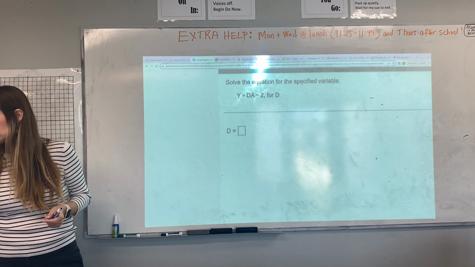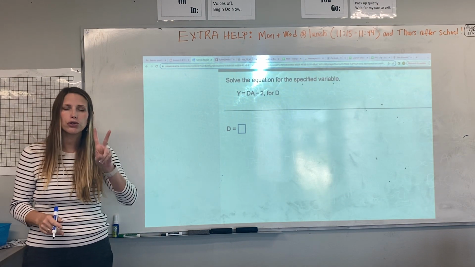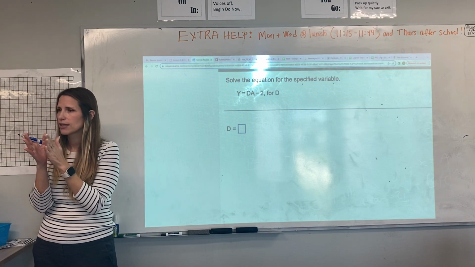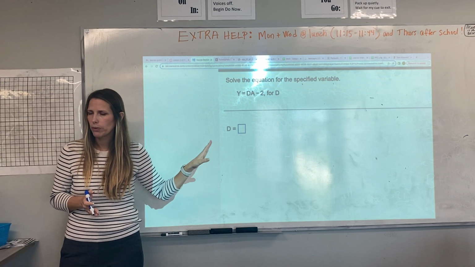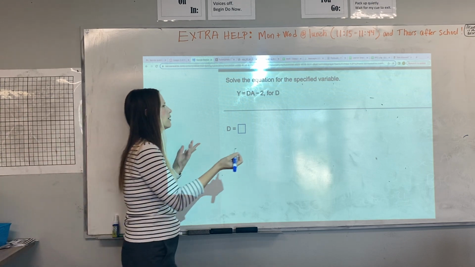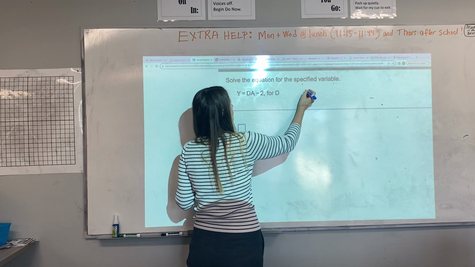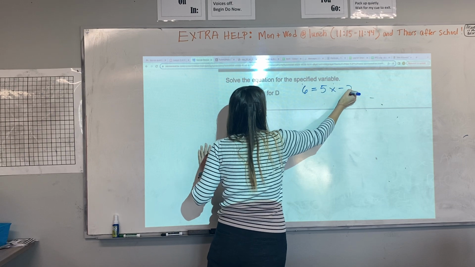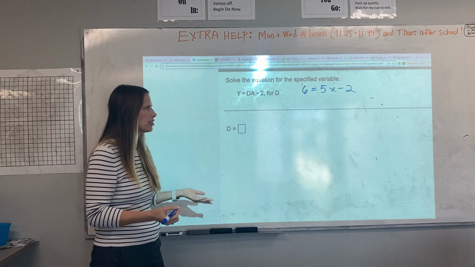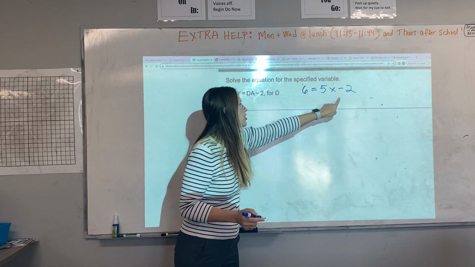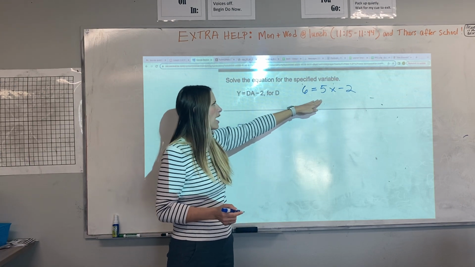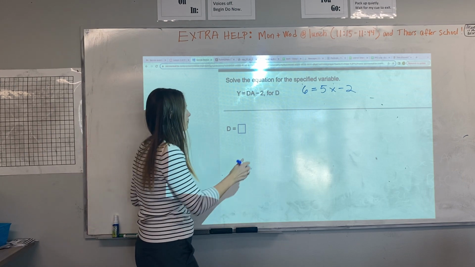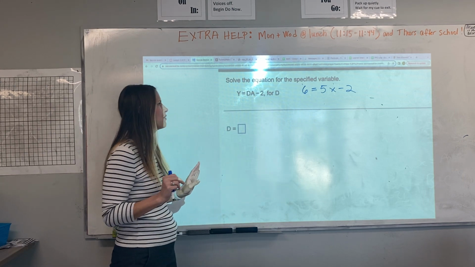Okay, so this one is a little bit trickier because there are 2 steps to solving it, but it's literally just like the ones that we were doing when we were solving for x. Remember that let's say I had like 6 equals 5x minus 2, okay? You guys knew what to do. You just added 2 to both sides and then divided by 5. This is the same thing.